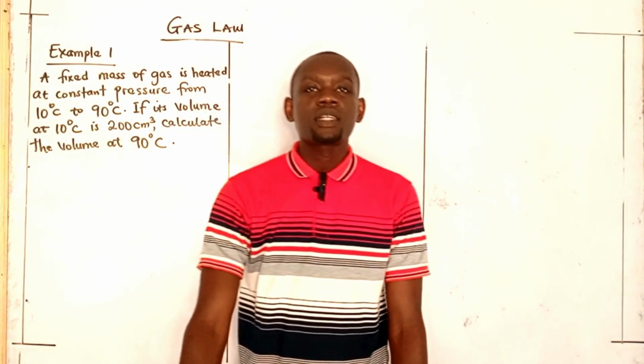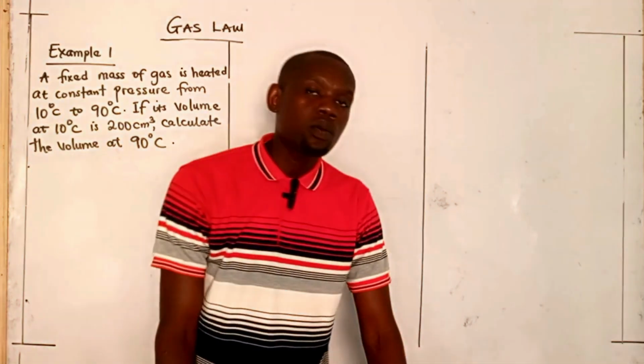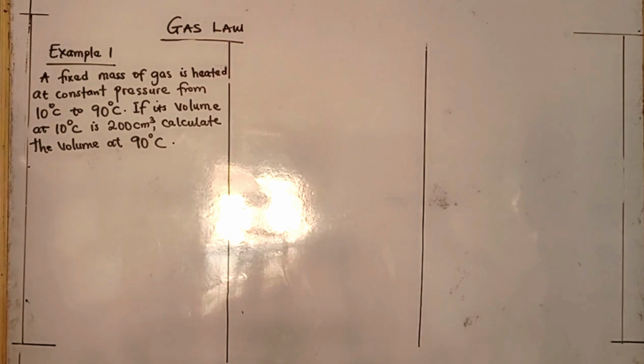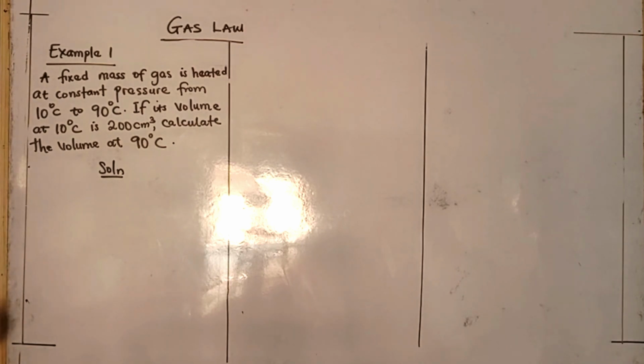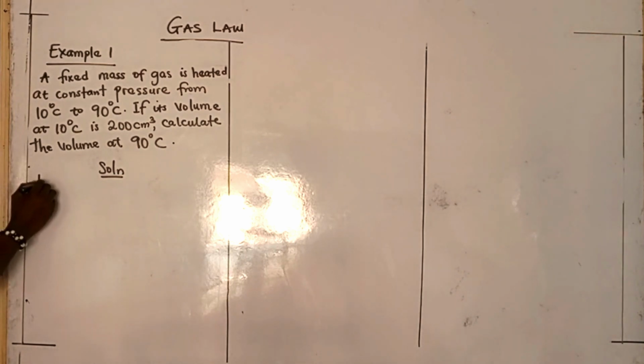Now let us look at our first example on Charles' law. The question we have here is: a fixed mass of gas is heated at constant pressure from 10 degrees Celsius to 90 degrees Celsius. If its volume at 10 degrees Celsius is 200 centimeter cube, calculate the volume at 90 degrees Celsius. So the first thing is for us to collect our what? Our data.